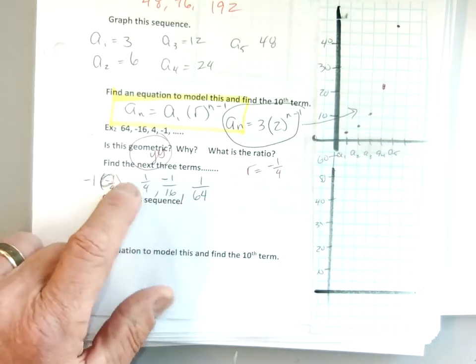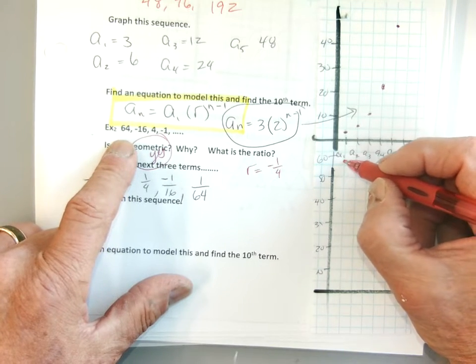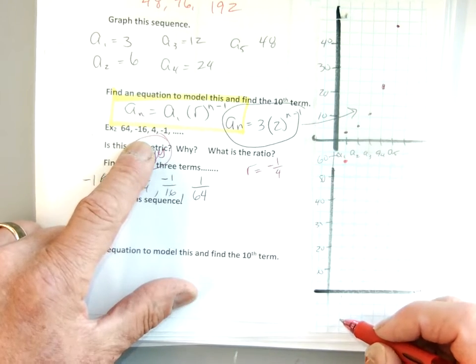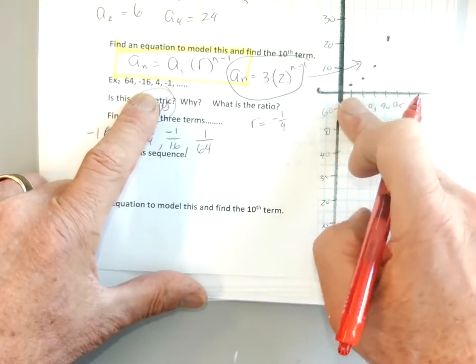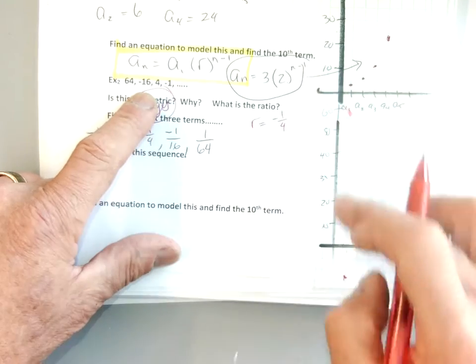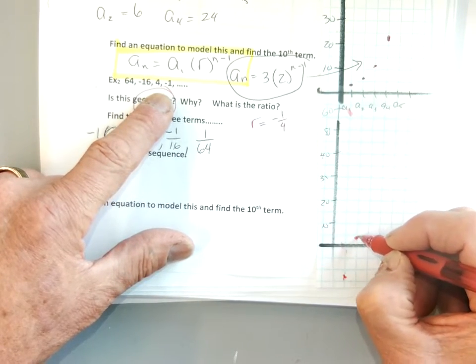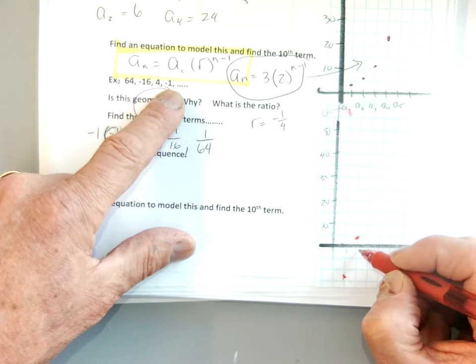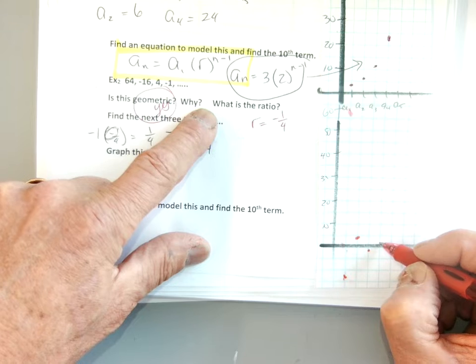First term is 64, which is up here. Then negative 16, so I'm going to go down here. So I went way down there. Went there, then there. Wow, went up there, then down there. Then we go to 4, like there. We go to negative 1, which is about there. And then I'm going to go here.